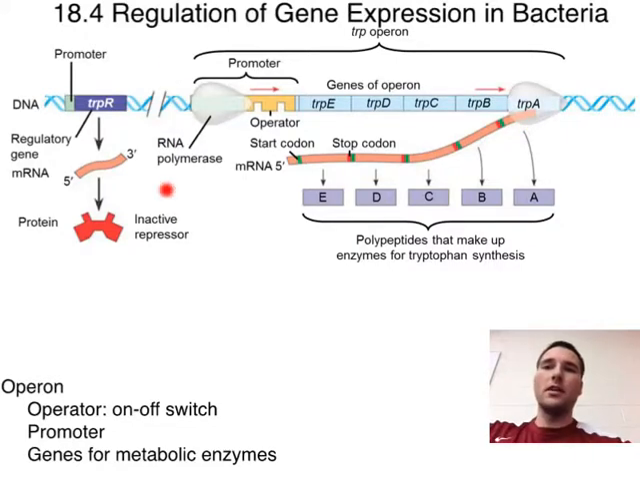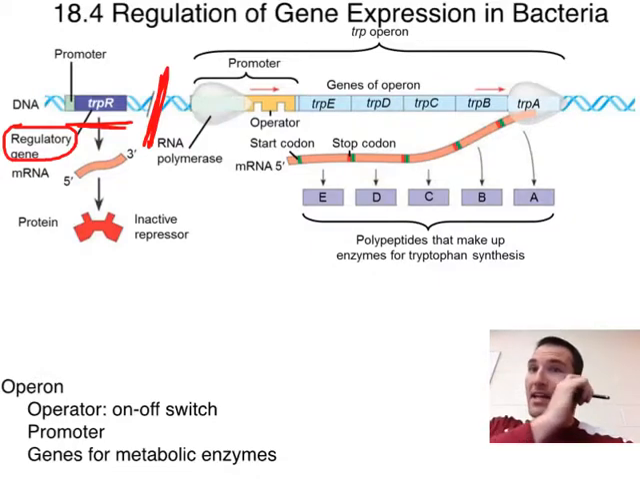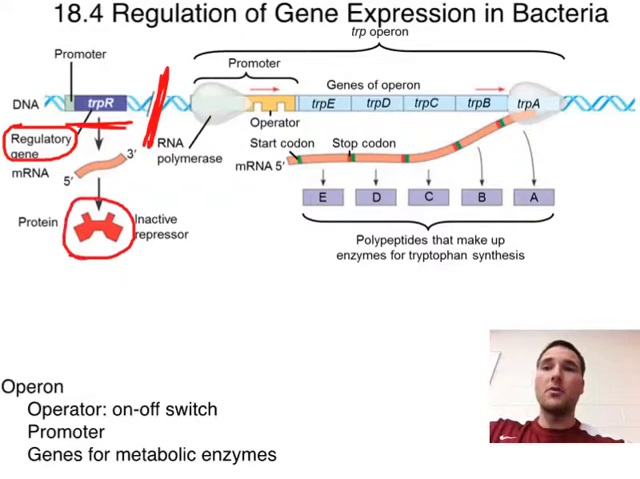Now, over here, we have something that we call a regulatory gene, and I'm going to get a different color so I can circle these things. A regulatory gene simply makes a regulator. In this case, it's a repressor protein. Notice this gene is not attached. We've got a little split here. It's not attached to the operon. It's somewhere else in the genome of the bacteria, and it codes to make a repressor. So here's our repressor protein.